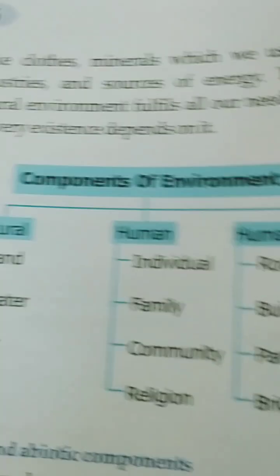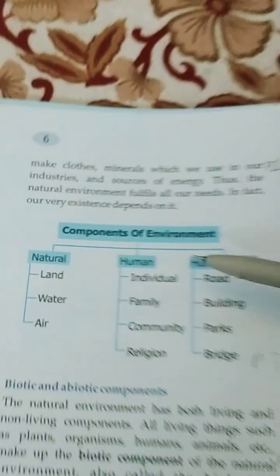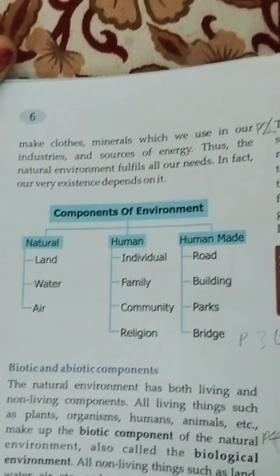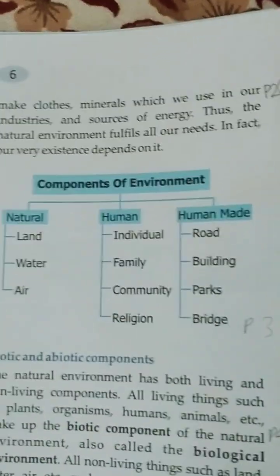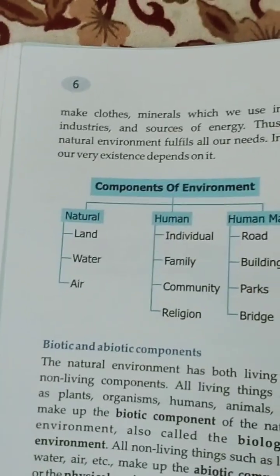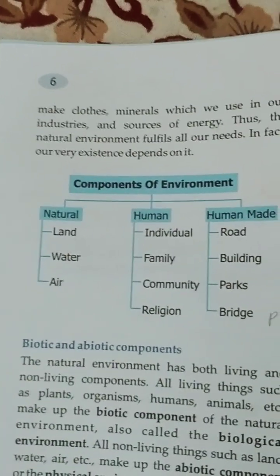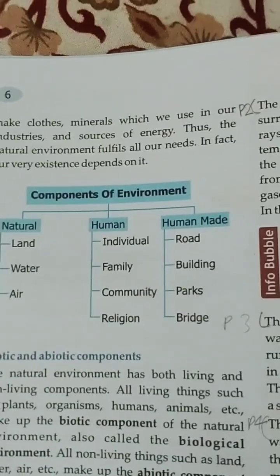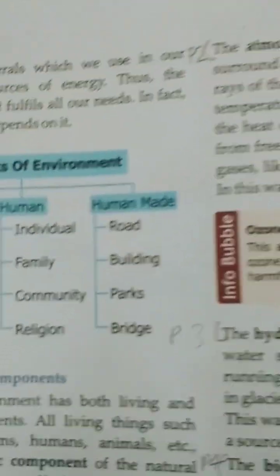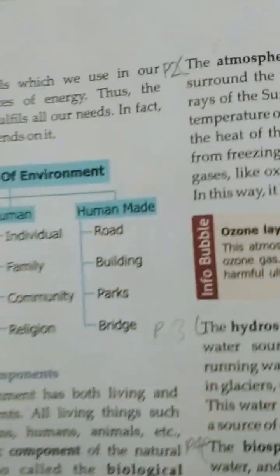There is a chart given here. You can make it by taking a screenshot of it. You have 3 seconds. 1, 2, 3. Components of environment: natural, land, water, air; human, individual, family, community, religion; human made, road, building, parks, bridge.